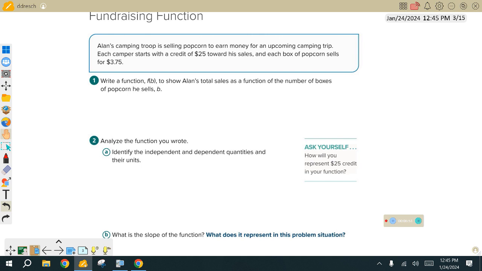So how much does each popcorn box sell for? $3.75 times B. Okay? You sell 1 box, you've made $3.75. You sell another box, you make another $3.75. You sell another box, there's another $3.75. Now, are we starting off at $0? Do you have $0 in your account? No. How much money do you have in your account? $25.